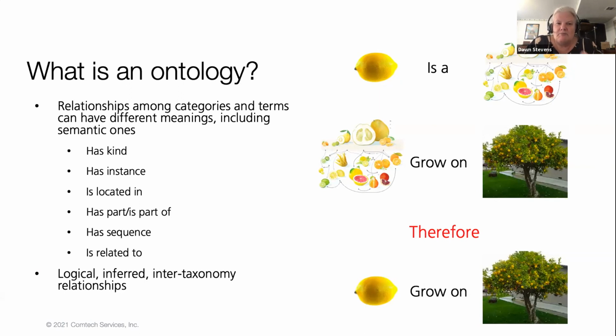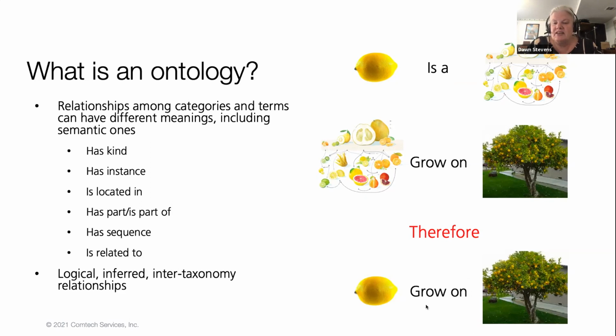So my pictorial example here is all those kind of logic puzzles that you might have had to solve as a child or something. If I know that lemon is a citrus fruit, and I know that citrus fruits grow on trees, then I can make the inference that lemons grow on trees. And so ultimately, from a tagging perspective and so forth, if I have a good ontology in place, I could tag my content just for lemons.